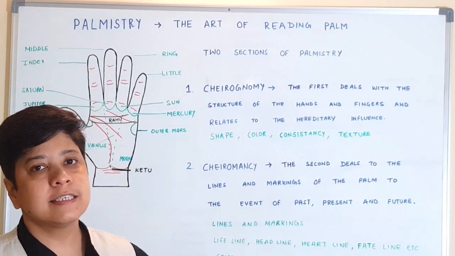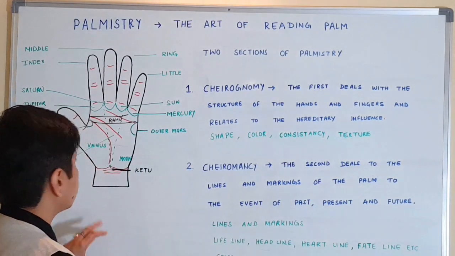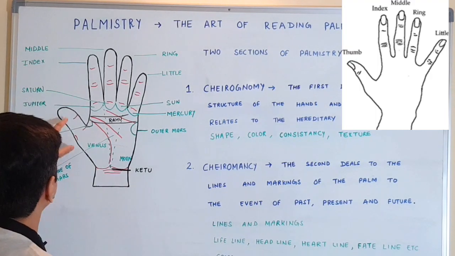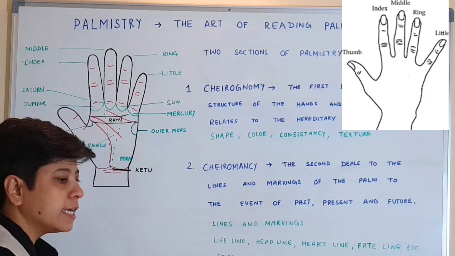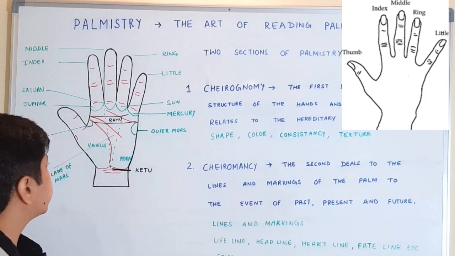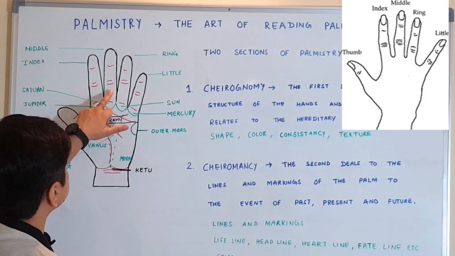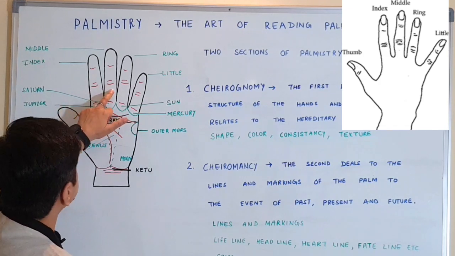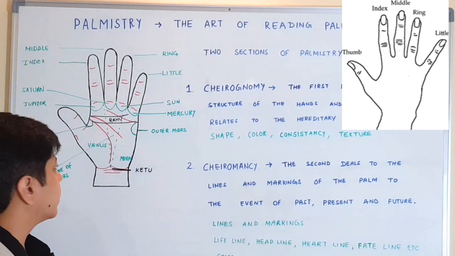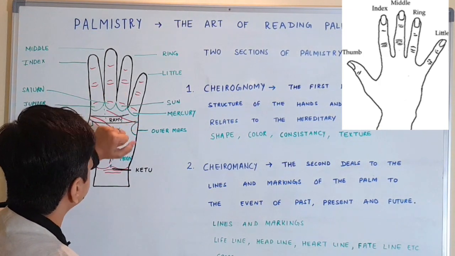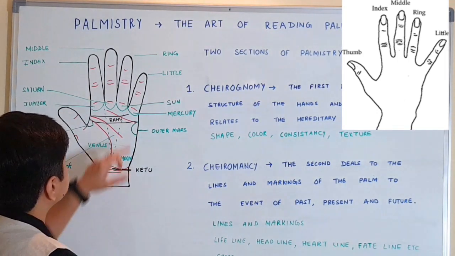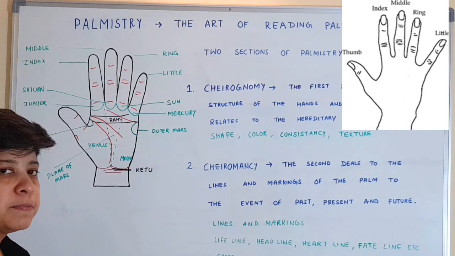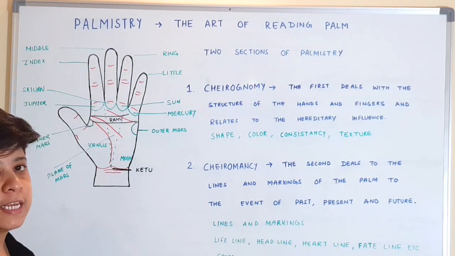So guys, let's start with the fingers. This is a palm and this one is the thumb. This one is the index finger. The index finger represents the planet Jupiter. Then this one is the middle finger, the longest finger. This finger represents the planet Saturn. This one is the ring finger, and the ring finger represents the planet Sun. And this one is the little finger, which represents the planet Mercury.